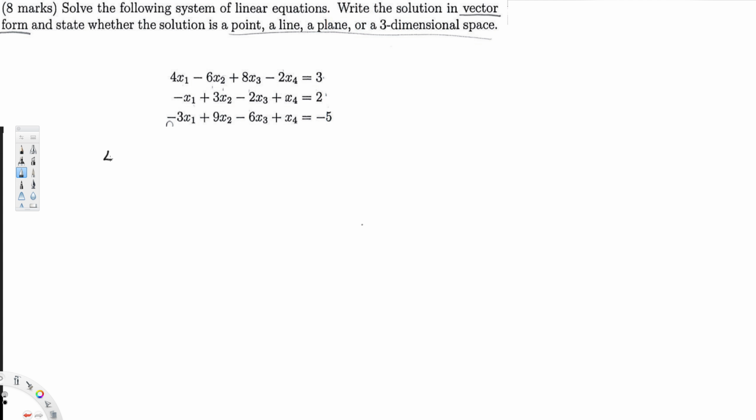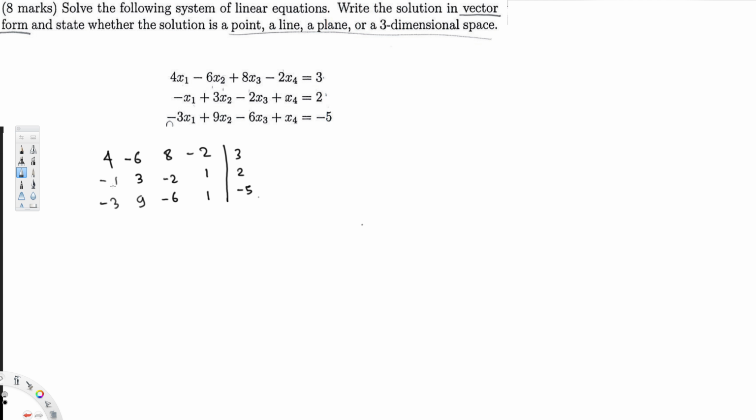So let's take this. It's going to be 4, minus 6, 8, minus 2, and here we have minus 1, 3, minus 2, then here we have 1, minus 3, 9, minus 6, and 1. On the other side we have 3, 2, minus 5. So to solve this system I had to do the Gauss Jordan.